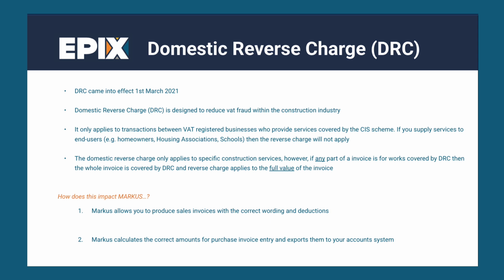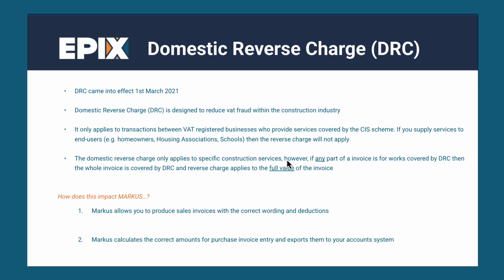It was obviously designed to reduce VAT fraud within the construction industry. And as we can see, you can read this for yourself, but it applies to transactions between VAT-registered businesses providing services covered by CIS. The bit that people commonly get wrong, or the commonly asked question on it, I've underlined in the final bullet point. If any part of an invoice is for works covered by DRC, the whole invoice is covered, and the reverse charge applies to the whole invoice. That's quite a key takeaway from this slide.